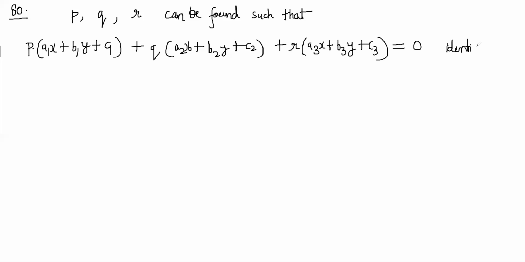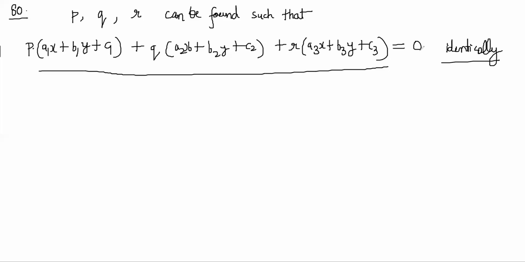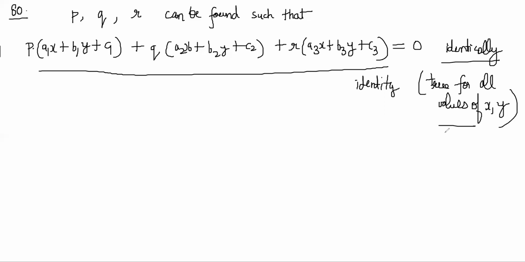identically. What is the meaning of this statement, identically? Identically means you can find three numbers p, q, and r such that this relation is an identity. This equal to 0 is an identity. Identity means true for all values of x, true for all values of x, y. So basically true for all points.